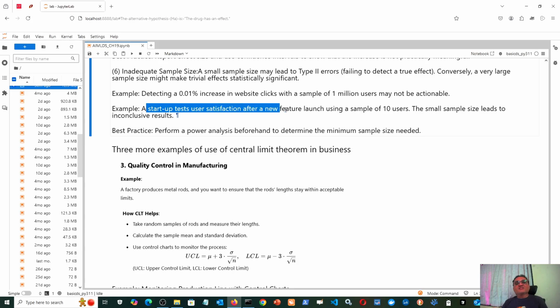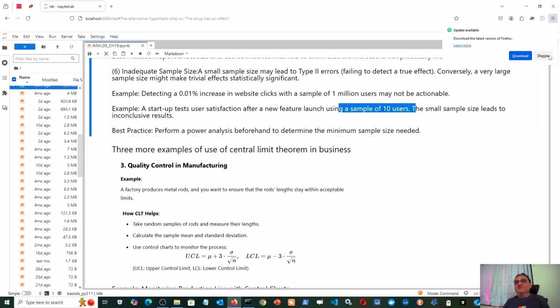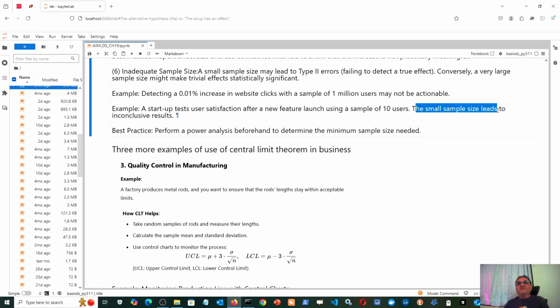A startup tests user satisfaction after a feature launch using a sample of 10 users. This time the sample was very large, but here with this startup, the sample is of only 10 users. So that means the sample is very small, so it violates the central limit theorem. Whatever results it gives are irrelevant, and that means the test will become inconclusive.